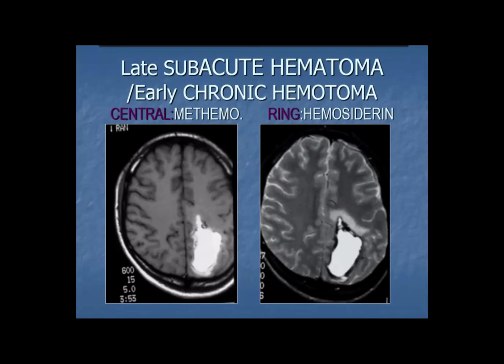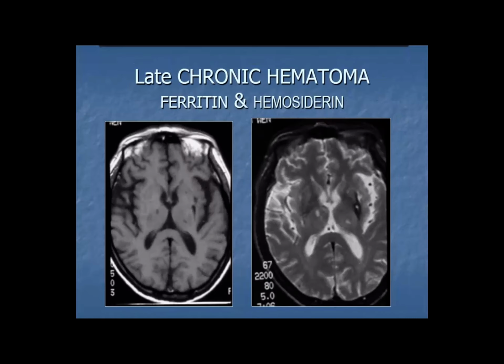The late subacute hematoma or early chronic hematoma: the center is methemoglobin and the rim is hemosiderin. This stage of hematoma is hyperintense on T1 and T2 weighted images. However, on the T2 weighted image, we can find a rim of hemosiderin.